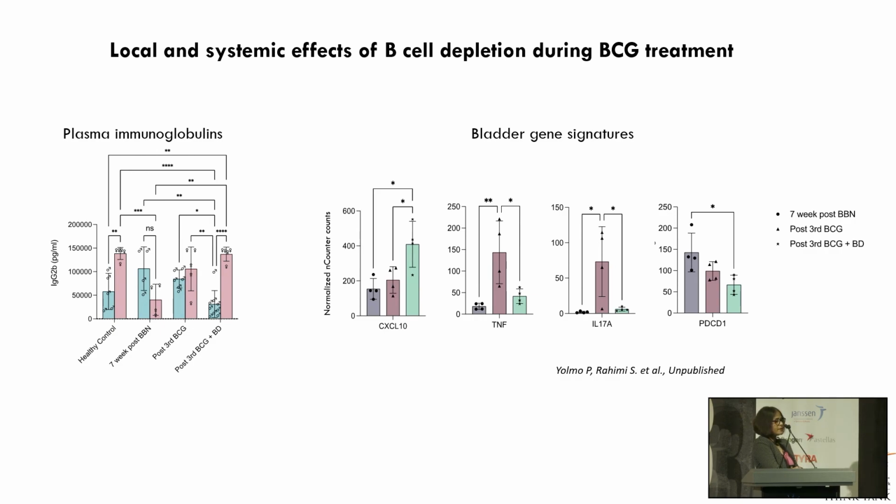When we look at the bladders, we conducted gene expression profiling of bladders collected from these mice, and what we see is in the depleted mice, there is increased expression of CXCL10, TNF-alpha, and decreased IL-17A. So it is a favorable immune environment generated because of depletion of B cells.